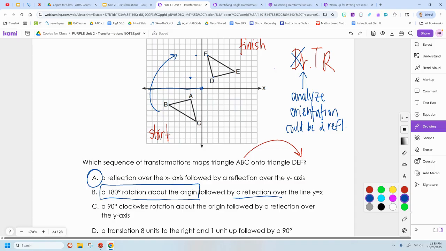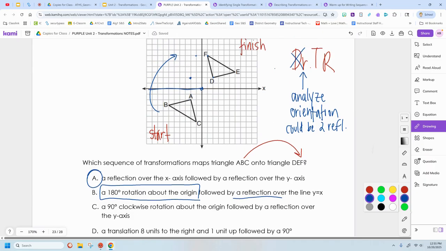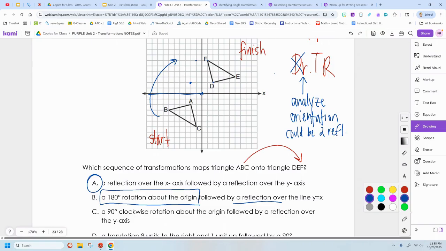Right? Last one, translation and rotation. If we translate 8 units up and 1 over and reflect, point A will work, but it's not going to work for the other points. Okay? So translation and reflection doesn't work.